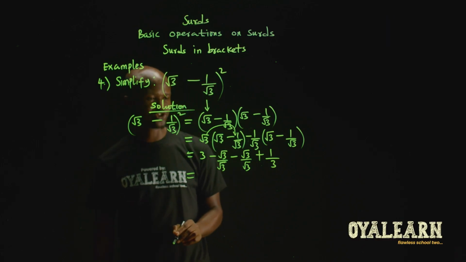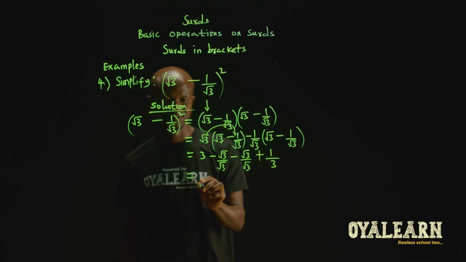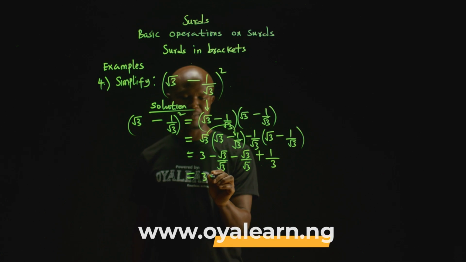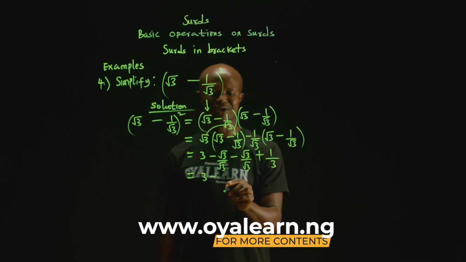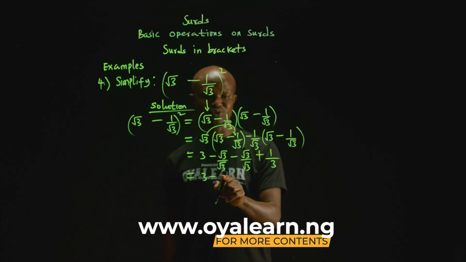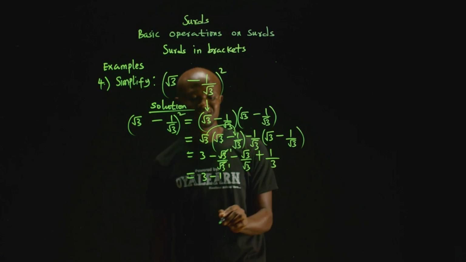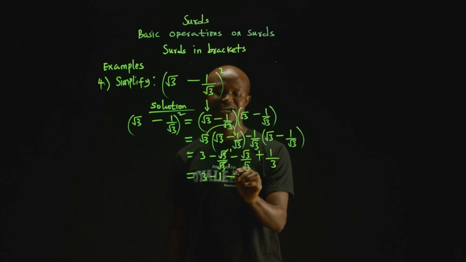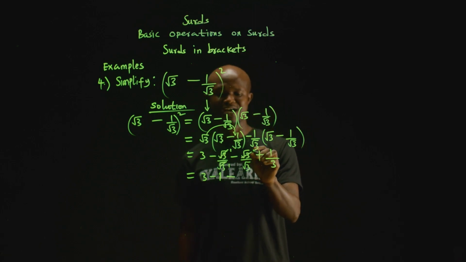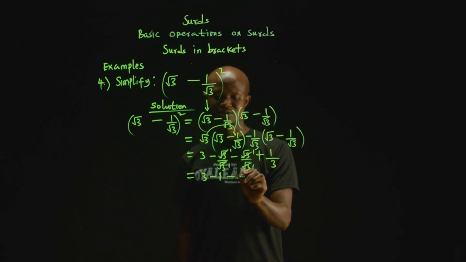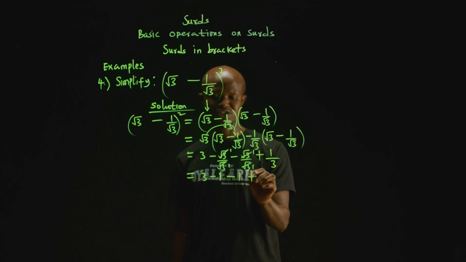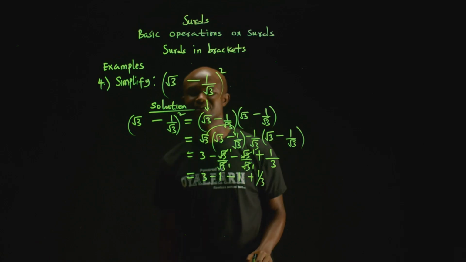Now, the next thing for us to do is to have 3 minus, what are we having here? So this will give us root 3 divided by root 3, and 1. So this is 1. Then we also have here the same thing, root 3 and 1. So this is 1 also, plus 1 over 3.